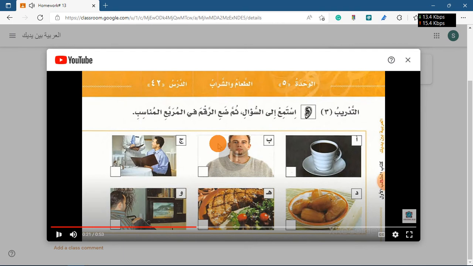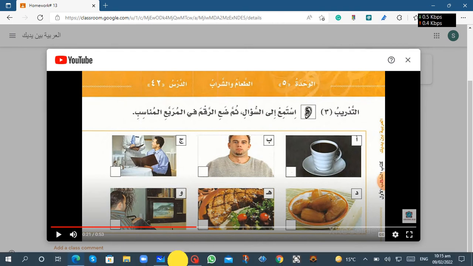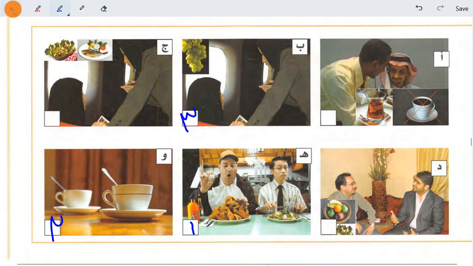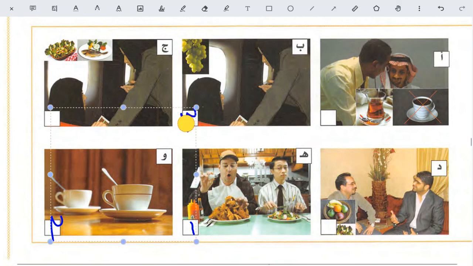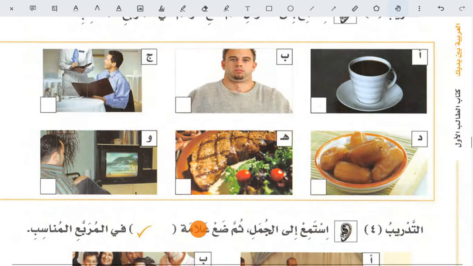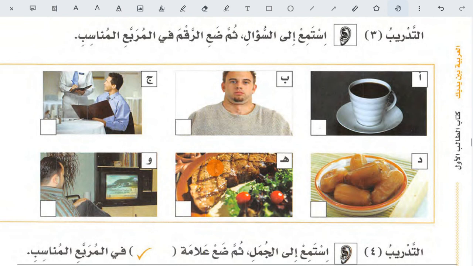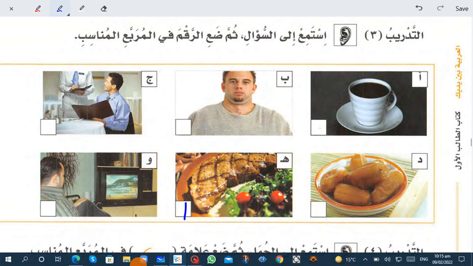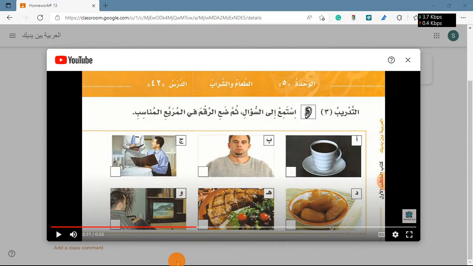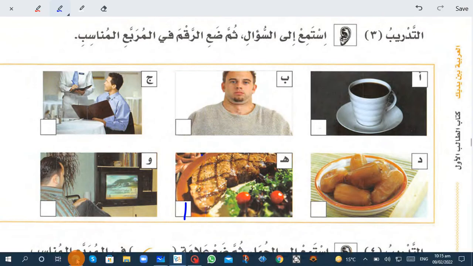ماذا تأكل من الطعام؟ What do you eat from the food? Let me see which one is appropriate for this. For this question, this picture will be best because here we have food. So I will write wahid here. Maza taakulu, what do you eat from the food? Next.